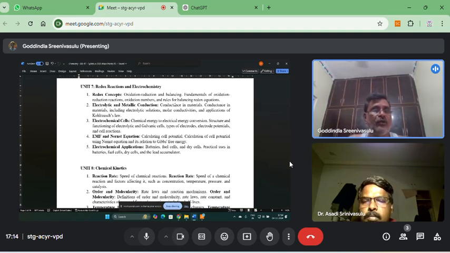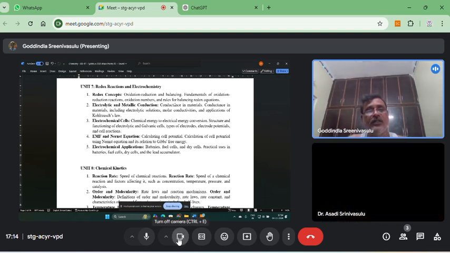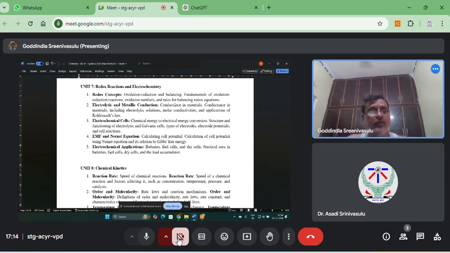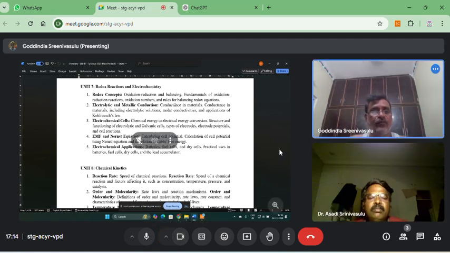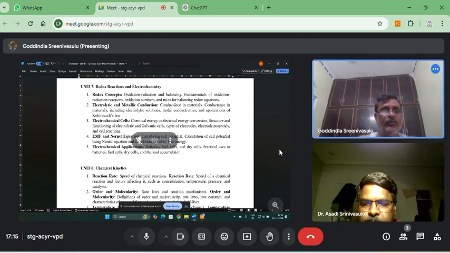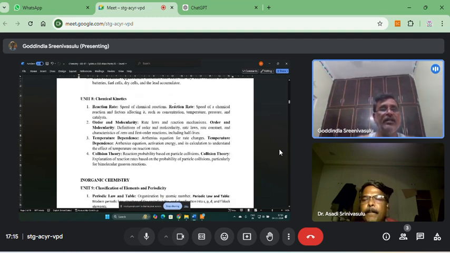Then electromotive force and the Nernst equation. Calculating the cell potential using the Nernst equation and its relation to Gibbs free energy. Then electrochemical applications. Where do we actually apply this? In batteries, fuel cells, dry cells, practical uses in batteries, and lead accumulators. So these are some applications. Then chemical kinetics.